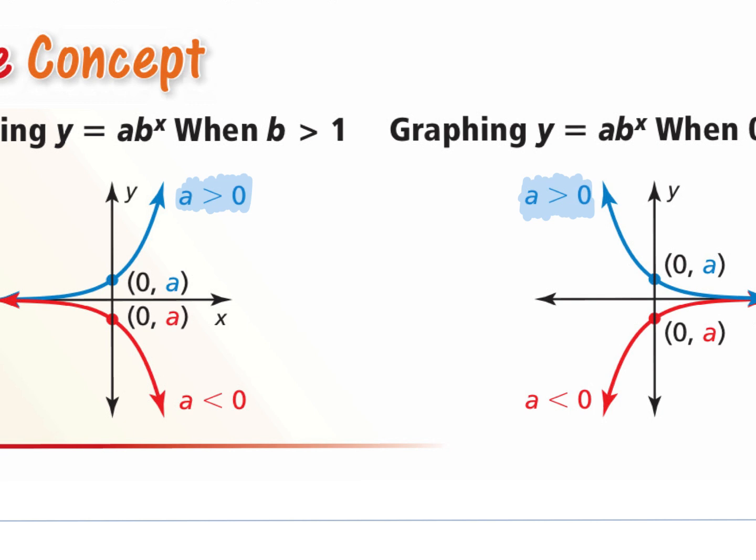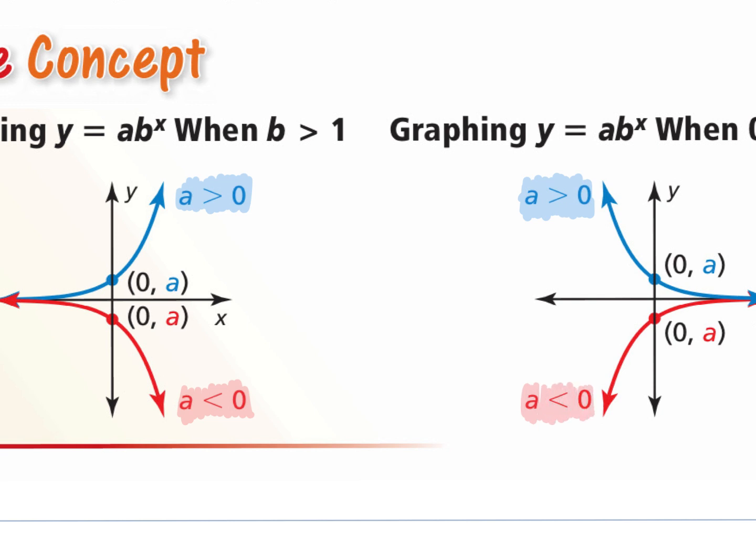Now, when your a value is smaller than 0, aka it's what sign? Negative, right? So when a is less than 0, where are the red graphs? Below the x-axis. Very good. Below 0. So highlight that. When a values are less than 0, you're existing below.